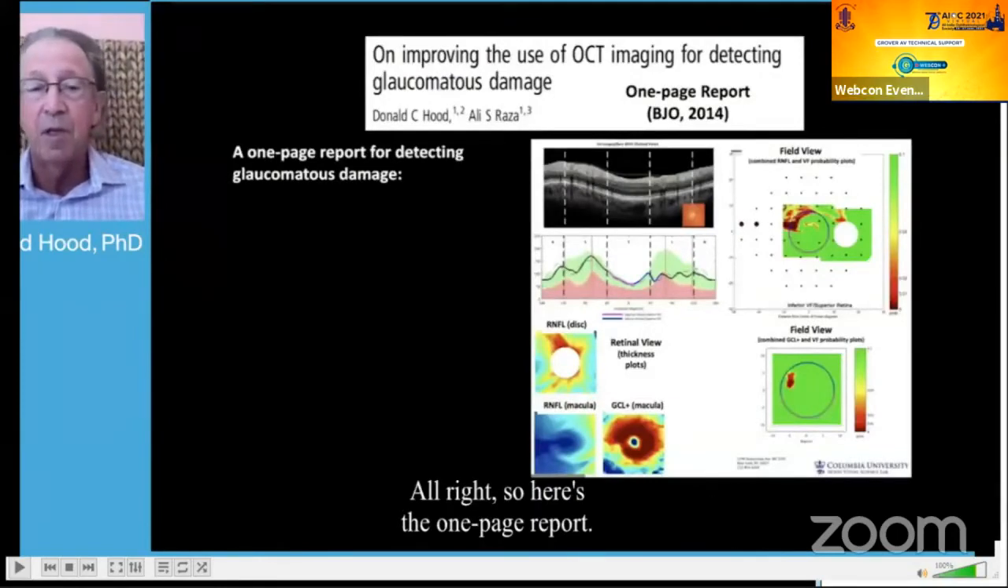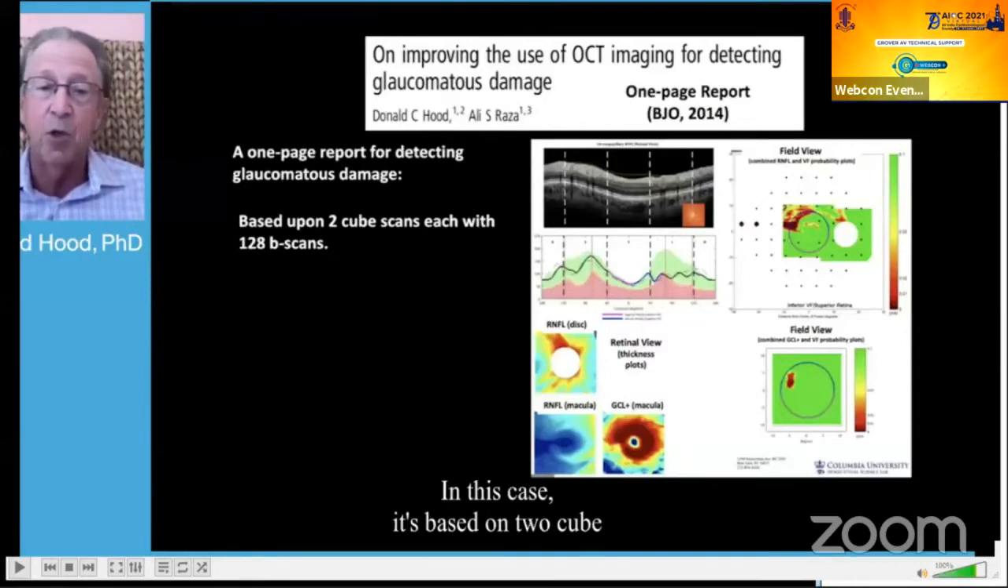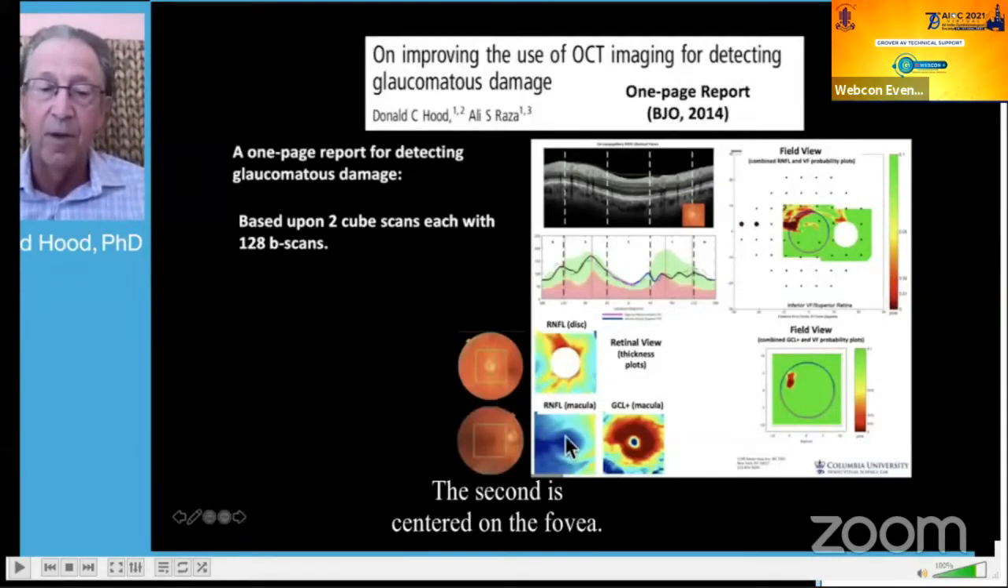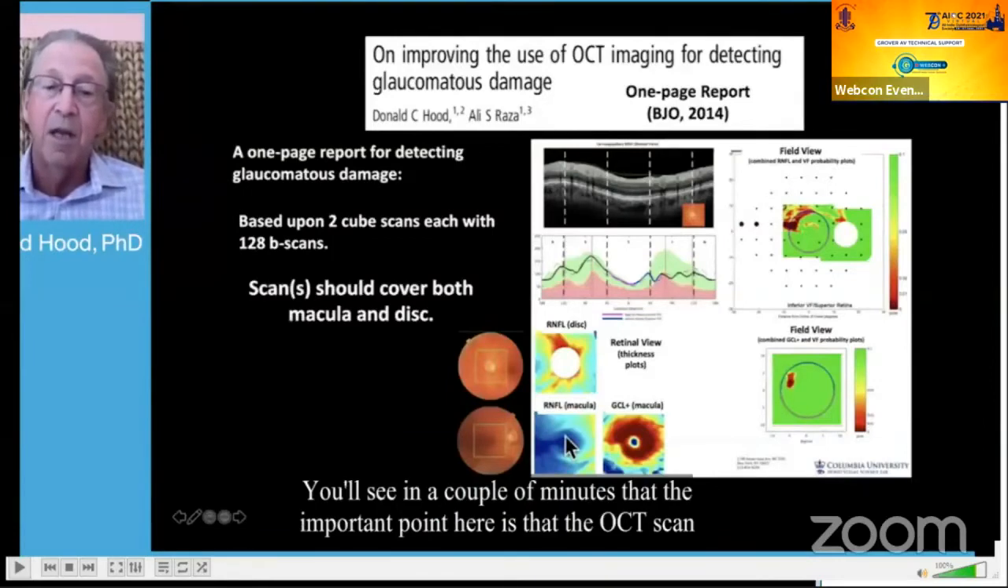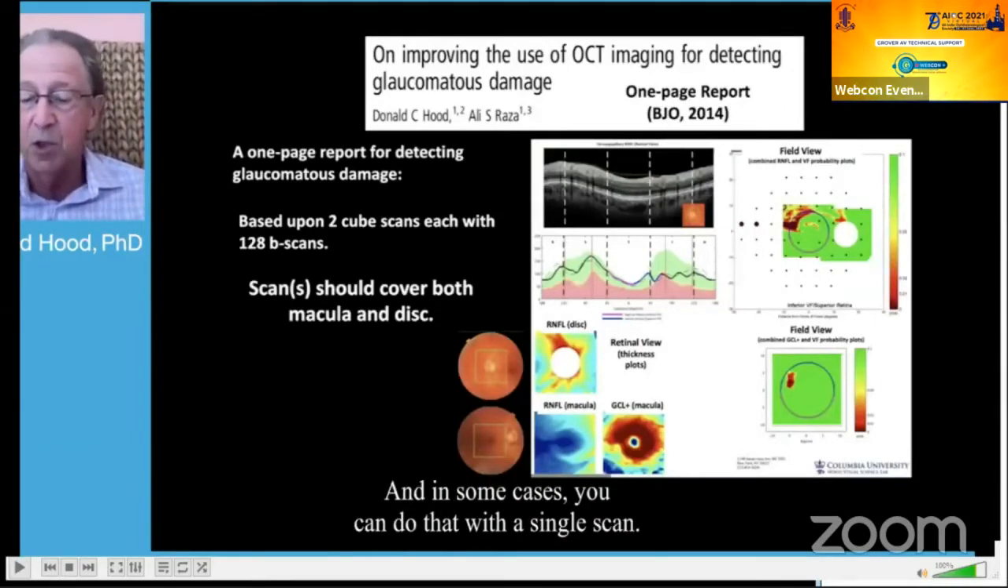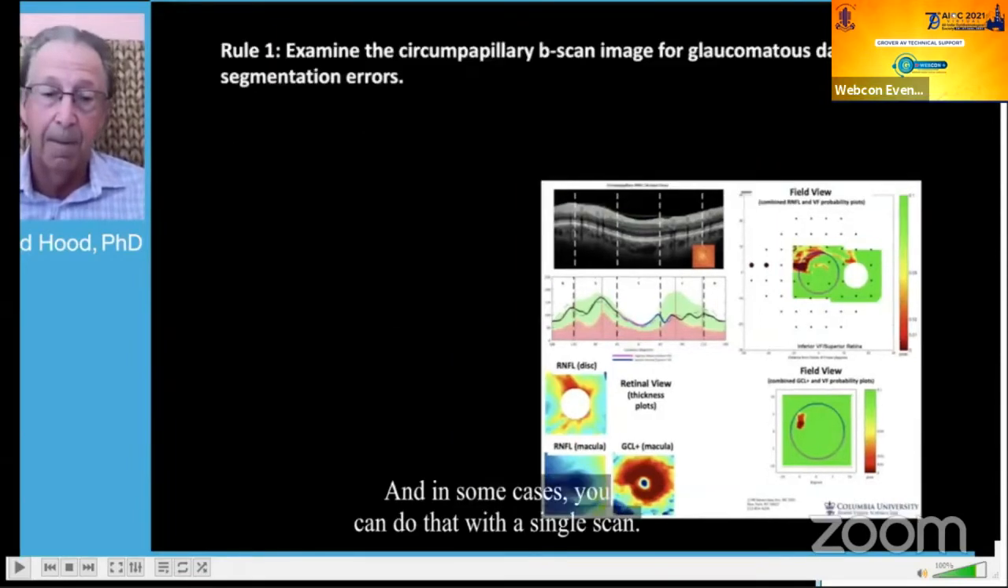All right, so here's the one-page report. In this case, it's based on 2 cube scans. One cube scan here is centered on the disc. The second is centered on the fovea. You'll see in a couple of minutes that the important point here is that the OCT scan covers both the macula and the disc. And in some cases, you can do that with a single scan.